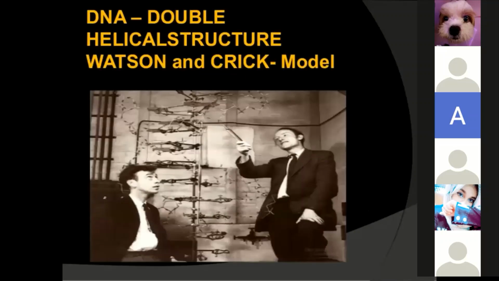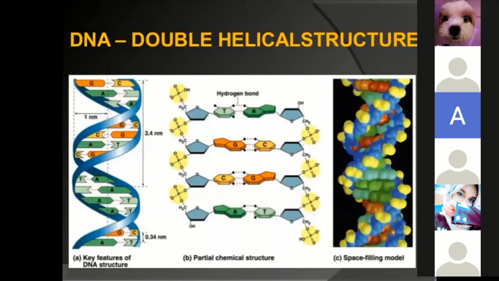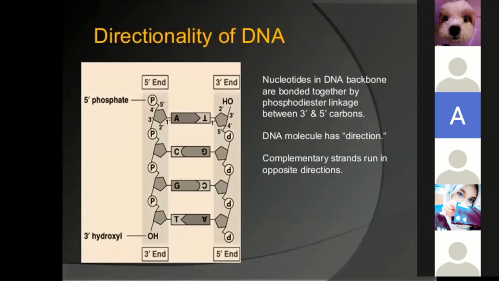Anyway, you all know the DNA double helical structure, and the model used till now is Watson and Crick's model, for which they got the Nobel Prize as well. In the double helical structure, the bases pair with the help of hydrogen bonds, and there is a directionality of DNA. The nucleotides in the DNA backbone are bound together by phosphodiester linkages, which are between the 5 prime and 3 prime carbon.